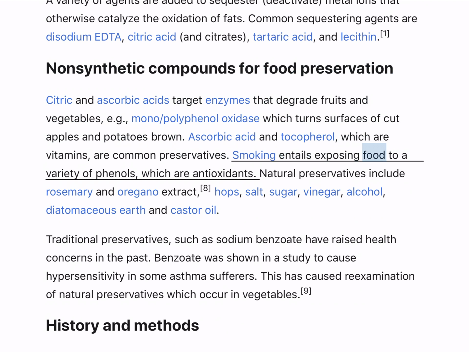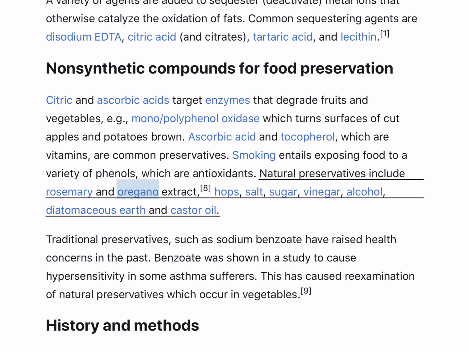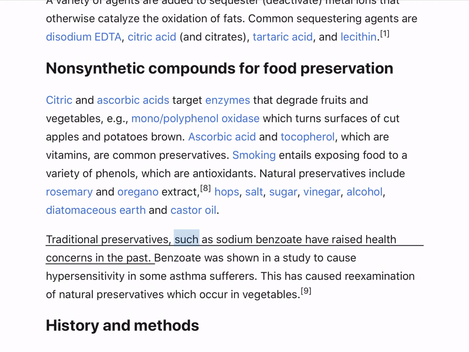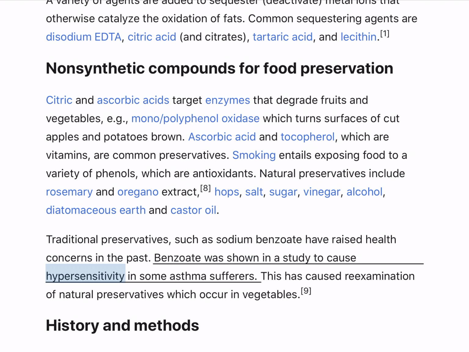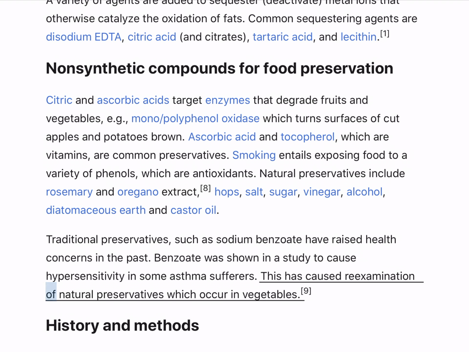Smoking entails exposing food to a variety of phenols, which are antioxidants. Natural preservatives include rosemary and oregano extract, hops, salt, sugar, vinegar, alcohol, diatomaceous earth, and castor oil. Traditional preservatives, such as sodium benzoate, have raised health concerns in the past. Benzoate was shown in a study to cause hypersensitivity in some asthma sufferers. This has caused re-examination of natural preservatives which occur in vegetables.